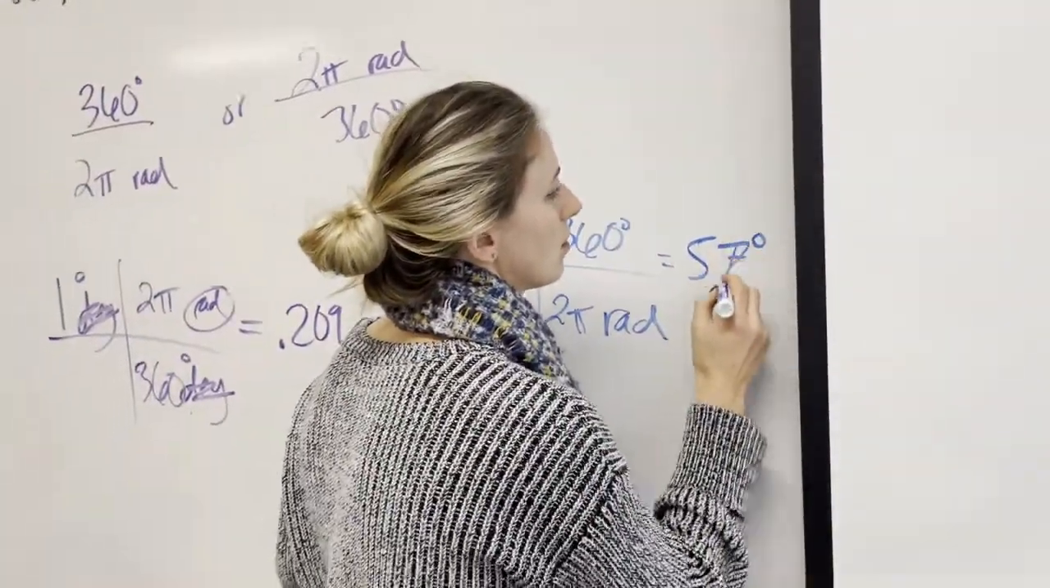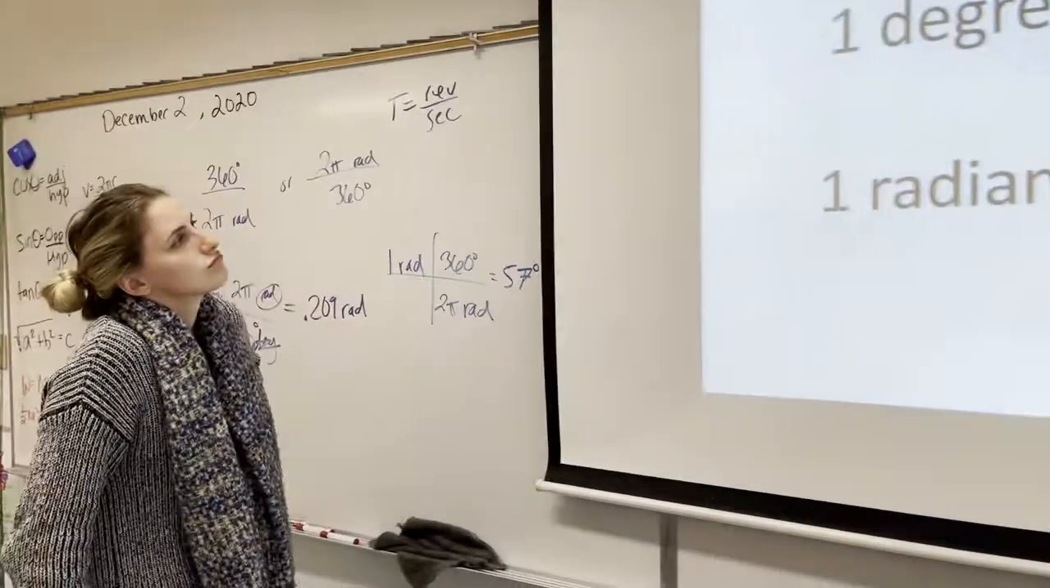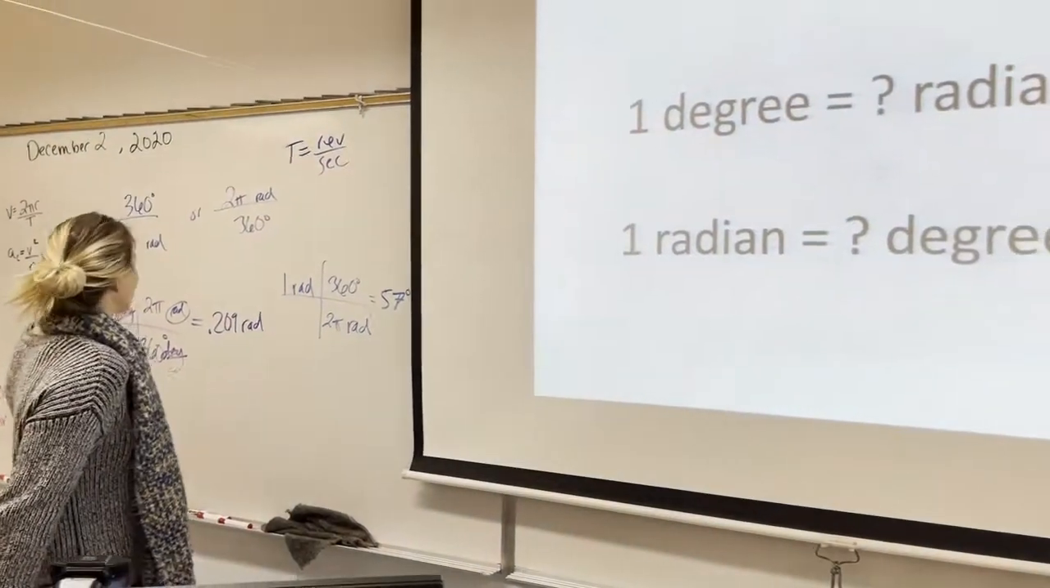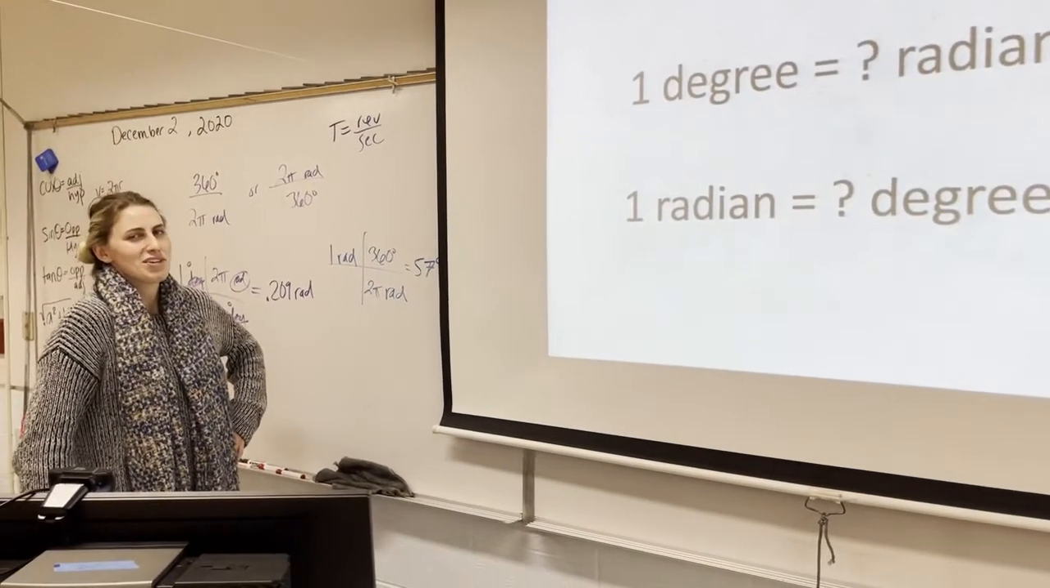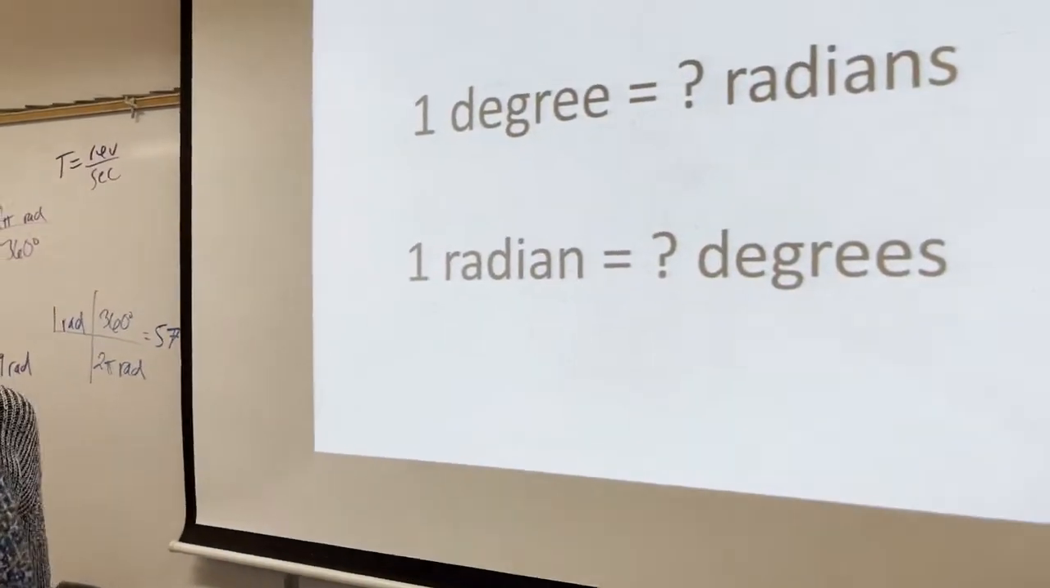57 degrees. You guys think you can do this? It's not hard. If you've taken chemistry, you should be good at this kind of stuff. I'm like, we only have 360 degrees in a circle. I was like, hold on.